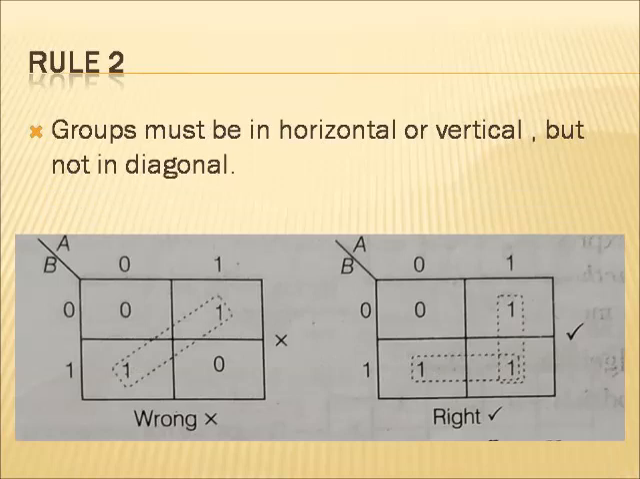Okay, next one is a very important rule, that is rule number 2: group must be horizontal or vertical but not diagonal, as you can see in the image, right? We are forming the groups. On the left hand side you can see the diagonal grouping, that is not allowed. On the right hand side you can see we have 3 ones and we are forming 2 groups, right? So we can form the groups horizontally or vertically.